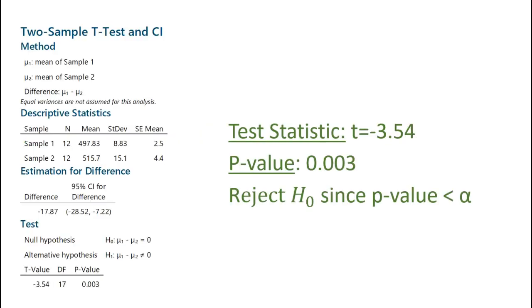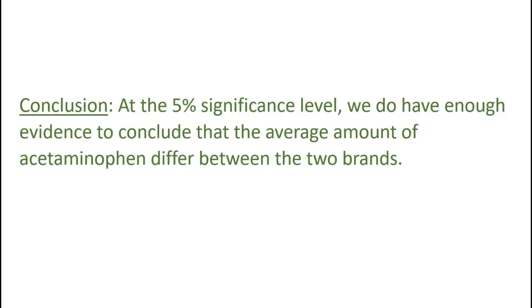Looking at the computer output, we can see that our test statistic is equal to negative 3.52, resulting in a p-value of 0.003. Here we'll reject the null since the p-value is less than alpha. Then we'll give our interpretation or our conclusion in context. At the 5% significance level, we do have enough evidence to conclude that the average amount of acetaminophen does differ between the two brands.